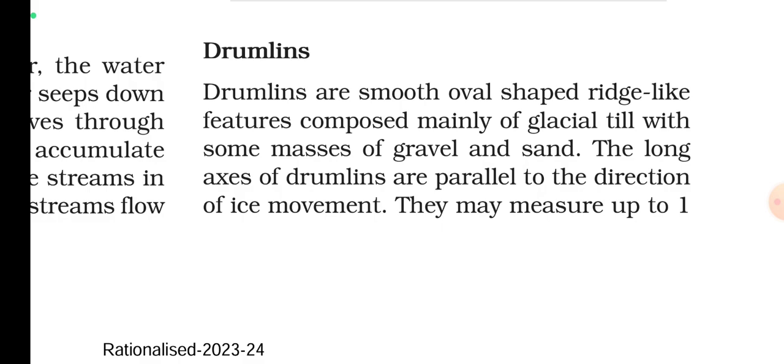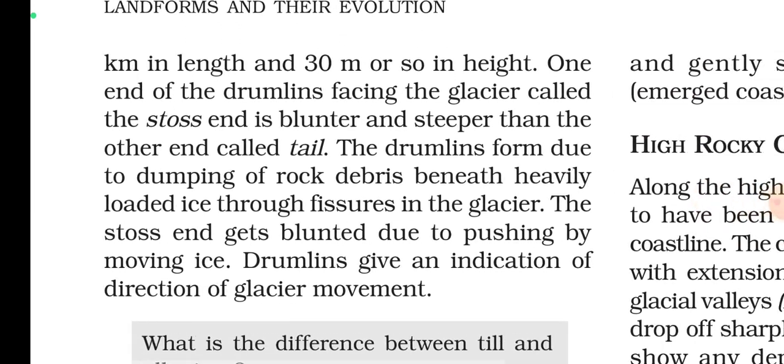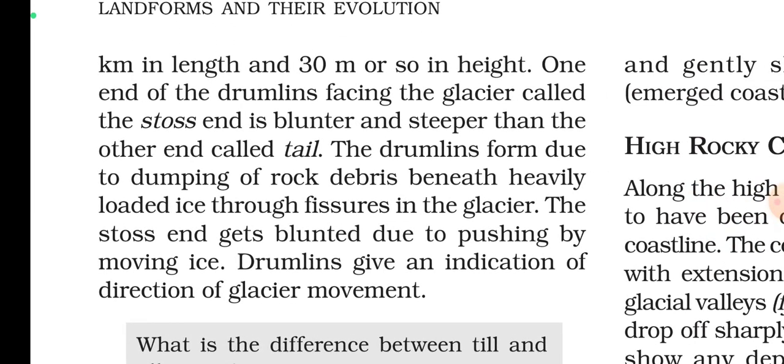Now drumlins. Drumlins are smooth oval shaped ridge-like features composed mainly of glacial till with some masses of gravel and sand. The long axes of drumlins are parallel to the direction of ice movement. They may measure up to 1 km in length and 30 meters or so in height.